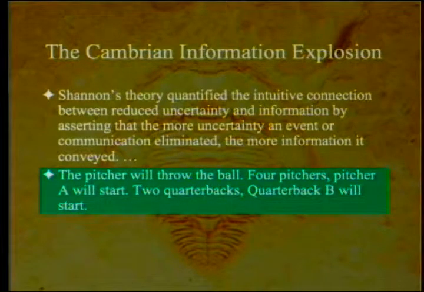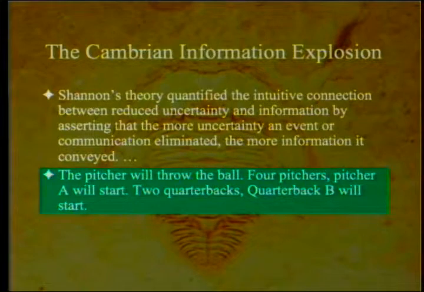If you've got two quarterbacks and you say quarterback B will start, it reduces your uncertainty by a factor of two. And so what they usually do is they log the number of bits that it would take you to say that. And so knowing that quarterback A will start takes 2 bits to say.